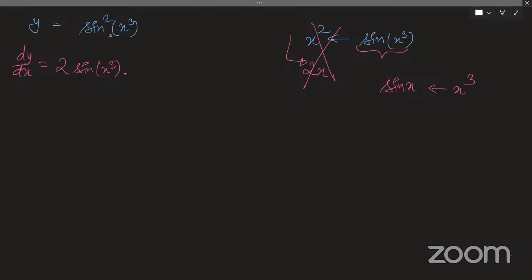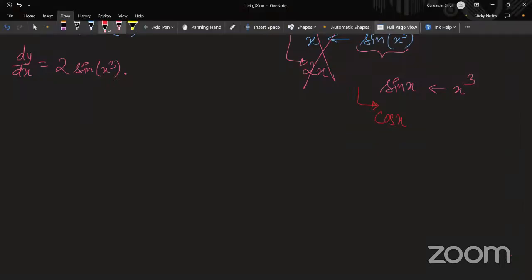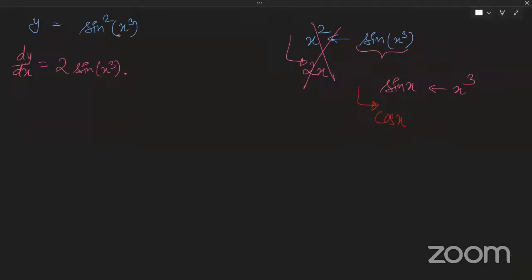So again, you do the same thing, you approach from the outermost side, you get cos x, right? In place of x, you will again keep your inside part as it is. So it will be cos of x cube. You have completed this, you move ahead, you get this function, x cube. So x cube, 3x squared directly, right?